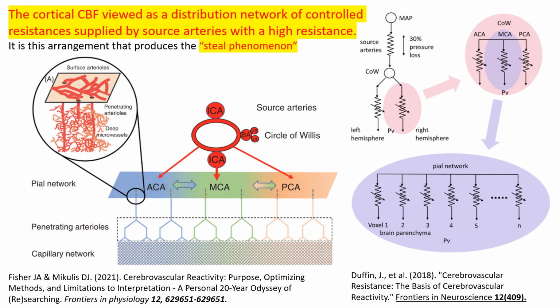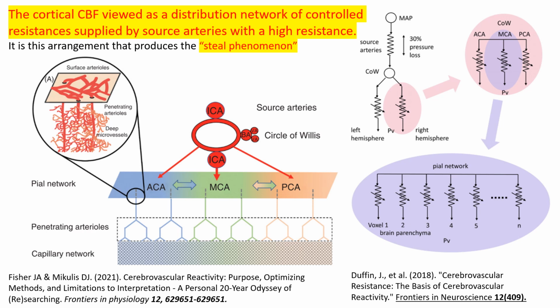As shown on the left, cortical blood flow is distributed bilaterally from the circle of Willis via major intracranial arteries, the middle cerebral artery, MCA, the anterior cerebral arteries, ACA, and the posterior cerebral arteries, PCA. These feed their regions of the cortex via penetrating arterioles to the capillary network supplying the tissues.